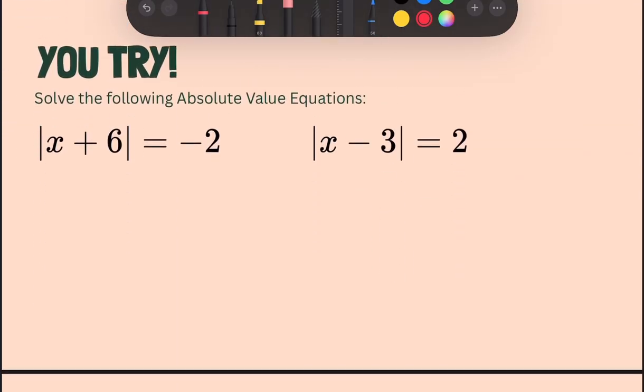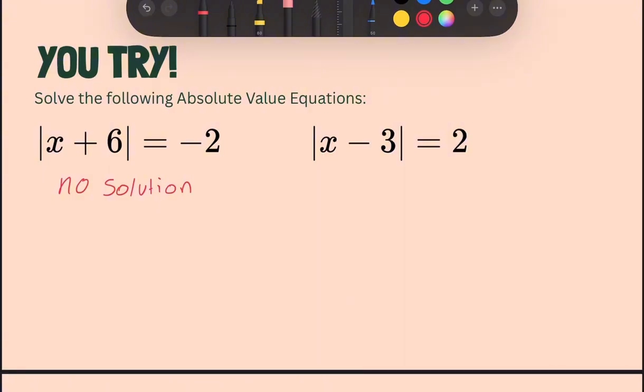So now take a moment to try these problems out. And when you're ready, unpause the video and let's work on it together. Looking at this first one, I already see that it is equal to negative 2, which is impossible. So I already know that this first one is no solution.